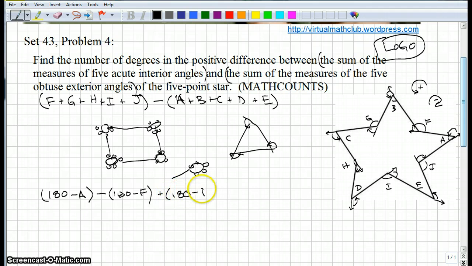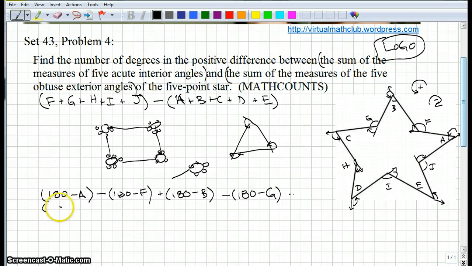180 minus B. And then we get here, we turn in the clockwise direction, which is our negative reference. So we're going to turn by 180 minus G. Alright, so let's keep going. I'm going to continue it over here. Alright, so now we're up to G.